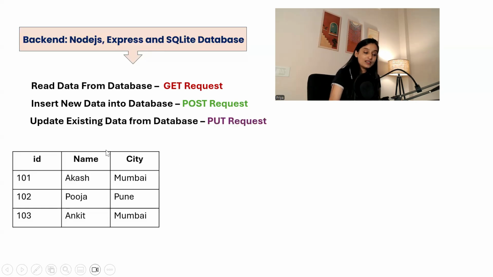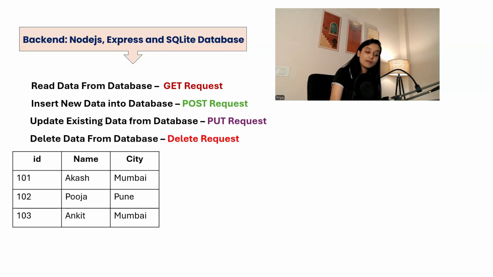Now let's say some data is already there and you want to update it. For example, this Ankit's city is Mumbai, and I want to update it to Bangalore. So I will send the put type of request. Put means update the data. In a similar way, if you want to delete some data from the database, you will send the delete request. As simple as that.